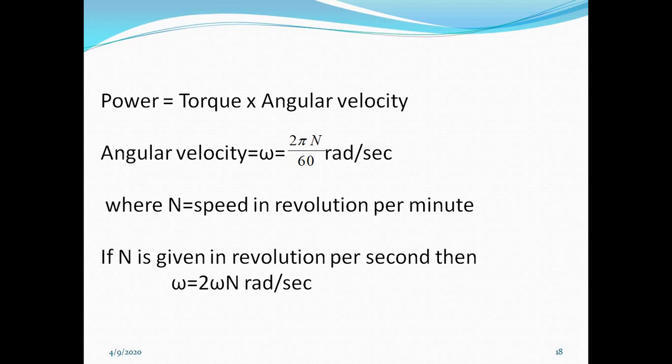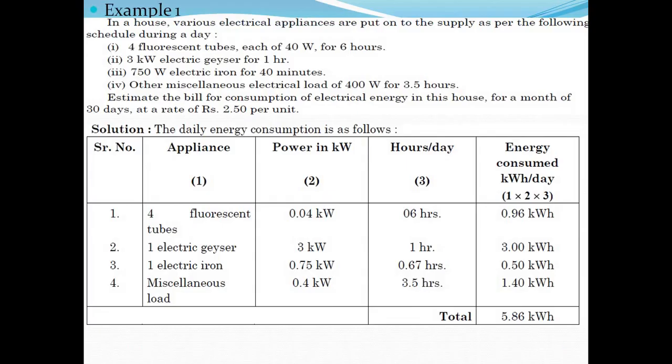Then angular velocity is equal to 2 pi N upon 60 radian per second, where N is the speed in revolutions per minute. If the speed is given in revolutions per second, then omega is 2 pi N radian per second. So while solving the numericals, this is very important, whether N is given in revolutions per minute or in revolutions per second. Okay, now consider the examples.